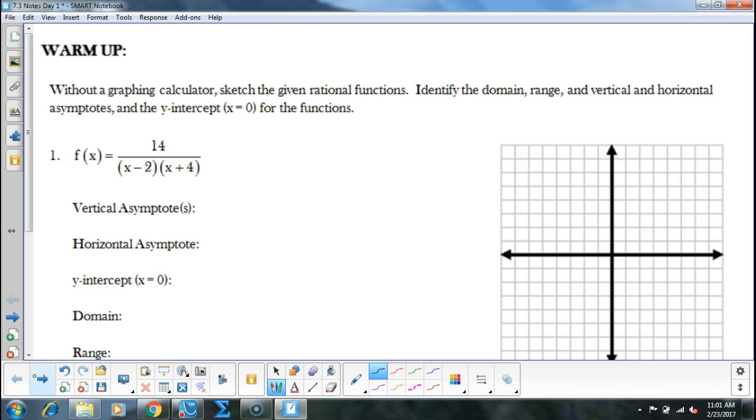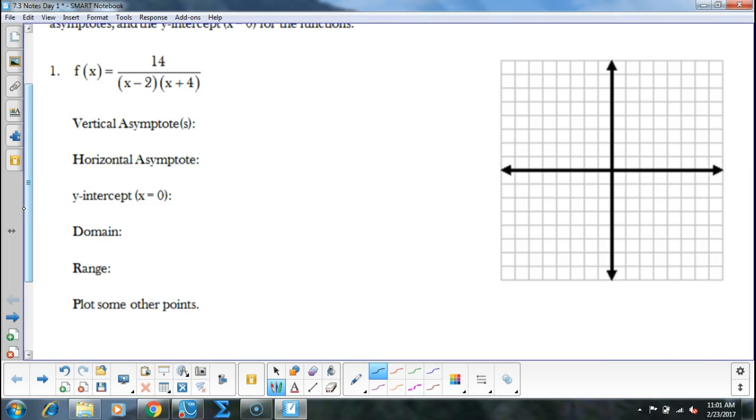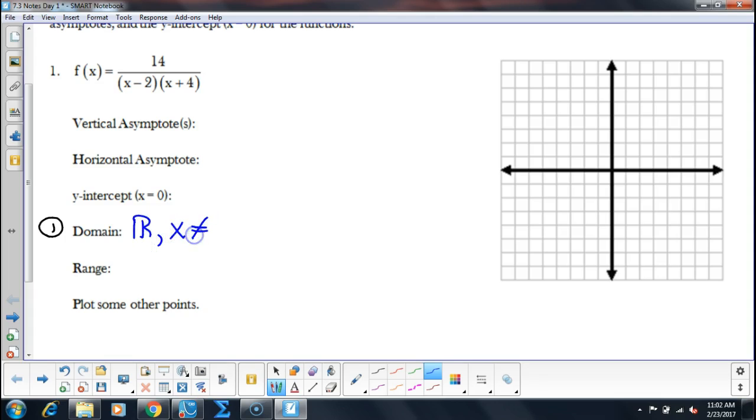So where is this function not defined? Where is it undefined? Positive 2, negative 4. So that would make my domain all real numbers, but x cannot equal positive 2 and x cannot equal negative 4.